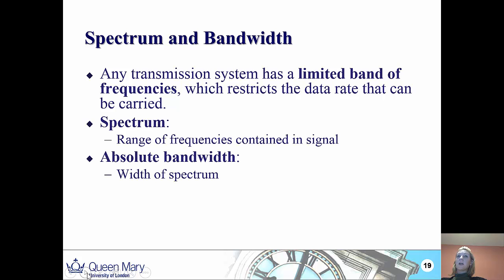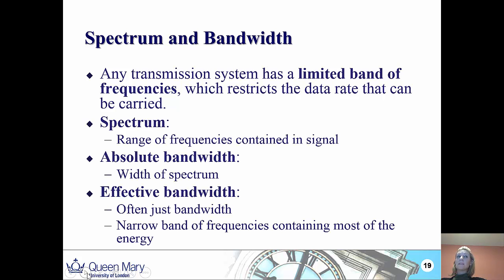We need to take into account the fact that there are constraints and certain characteristics of the channel which need to be accommodated. Any transmission system has a limited range of frequencies, and this restricts the data rate that can be carried. So we need to ensure that our signal can be communicated within an effective spectrum and an effective bandwidth. And that will influence the way in which our signal is converted prior to communication.